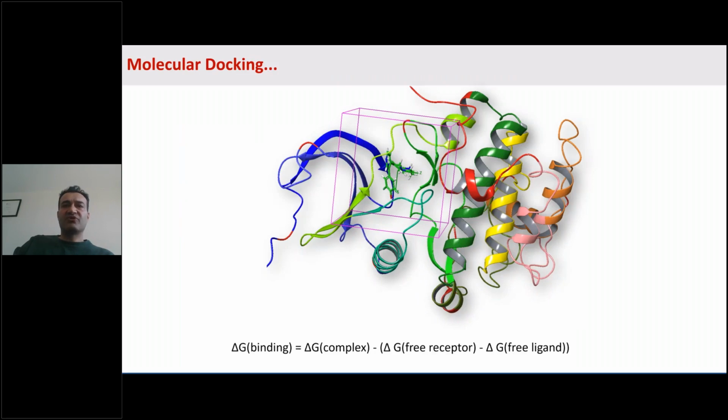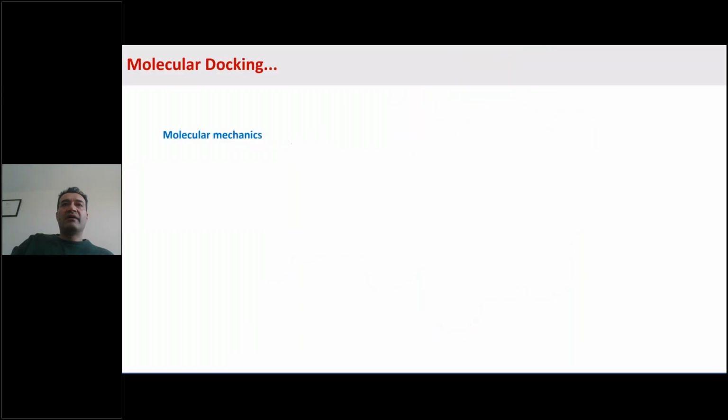Simply put, the software calculates the Gibbs free energy of the free receptor, the Gibbs free energy of the free ligand, and also the Gibbs free energy of the whole system. If the ligand's target interaction is favorable, then we expect the energy value to be low. So the resulting Gibbs free energy of the binding should be negative. The more negative the value is, the higher the biological activity will be, in theory. Okay.